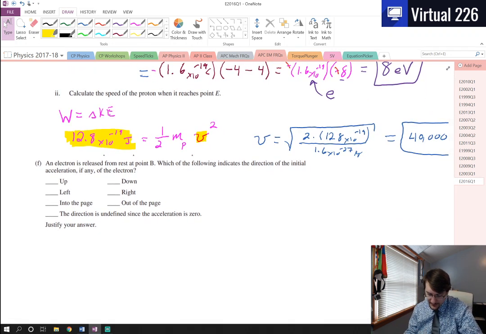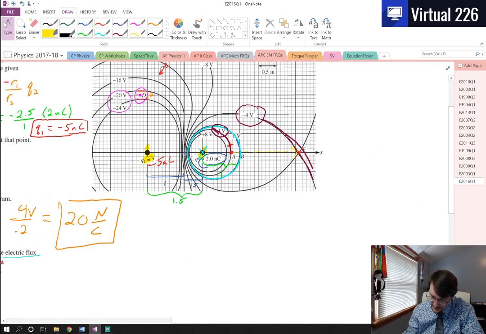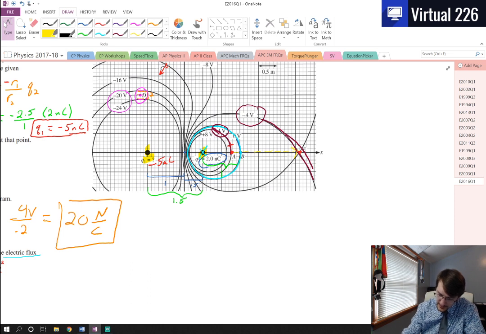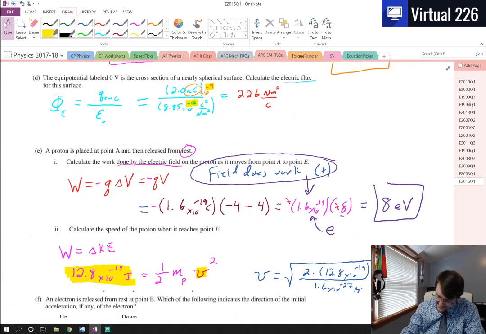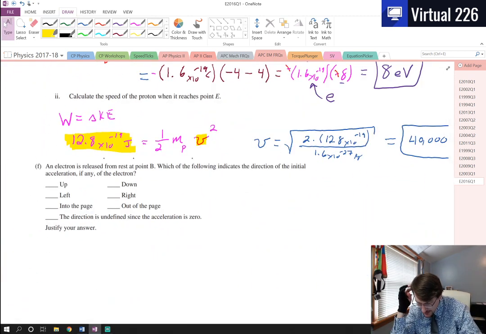So let's look at F. We now have an electron being released from point B. Where's point B? Oh boy, okay. So we'll do this one in green. So this is an electron right here. And which of the following indicates the direction of the initial acceleration, if any, of the electron? Up, down, left, right, in, out, or undefined since the acceleration is 0, and justify our answer.